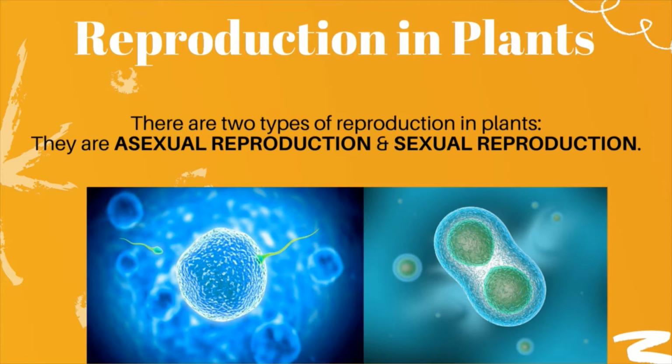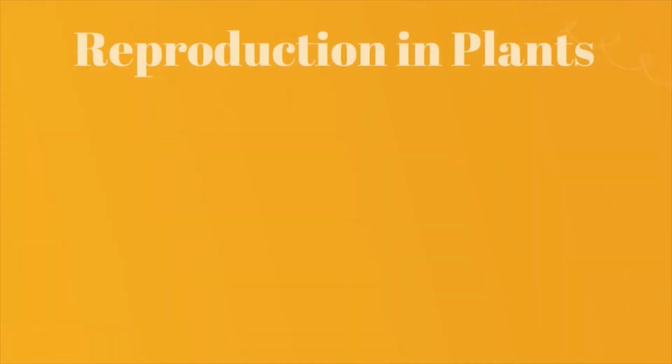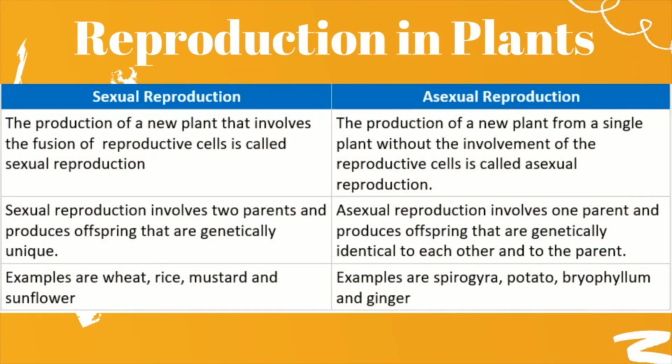Let's first discuss the differences between these two types. The production of a new plant that involves the fusion of reproductive cells is called sexual reproduction, while the production of a new plant from a single plant without the involvement of reproductive cells is called asexual reproduction. Sexual reproduction involves two parents and produces offspring that are genetically unique, whereas asexual reproduction involves one parent and produces offspring that are genetically identical to each other and to the parent.